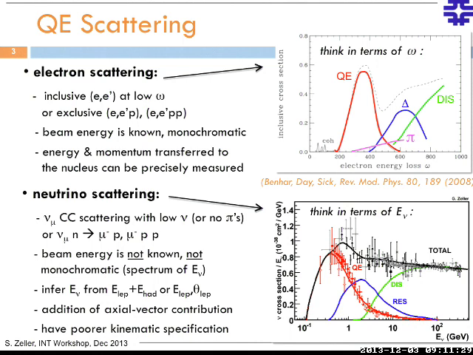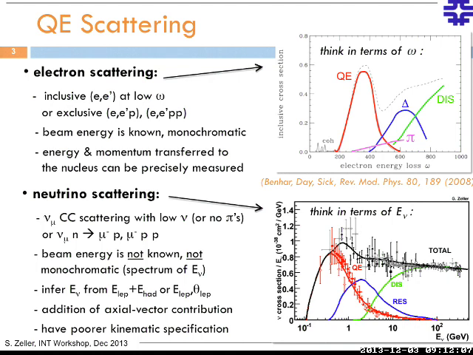In contrast to the electron scattering case, one important issue with neutrino scattering is that the beam energy is not known, and the beam is not monochromatic. Instead, you're looking at a spectrum of neutrino energies, and this is a very stark contrast to the electron scattering case. So as a result, one must infer the neutrino energy, the beam energy, rather than having it well known and precisely measured coming in. Instead, with neutrinos, you must infer that energy from the kinematics of the final state particles that are produced in the interaction. And one typically does that by either summing up the amount of lepton and hadronic energy in the interaction, or one can invoke quasi-elastic kinematics and determine the incoming neutrino energy strictly from the outgoing lepton's energy and angular distribution.